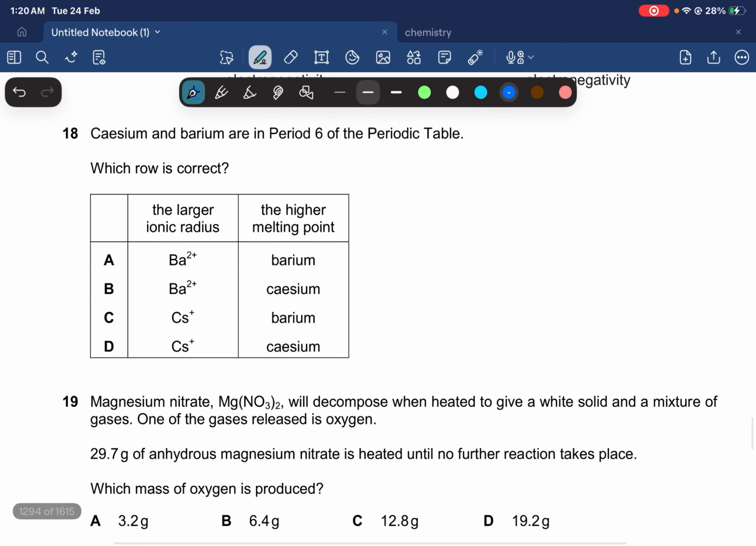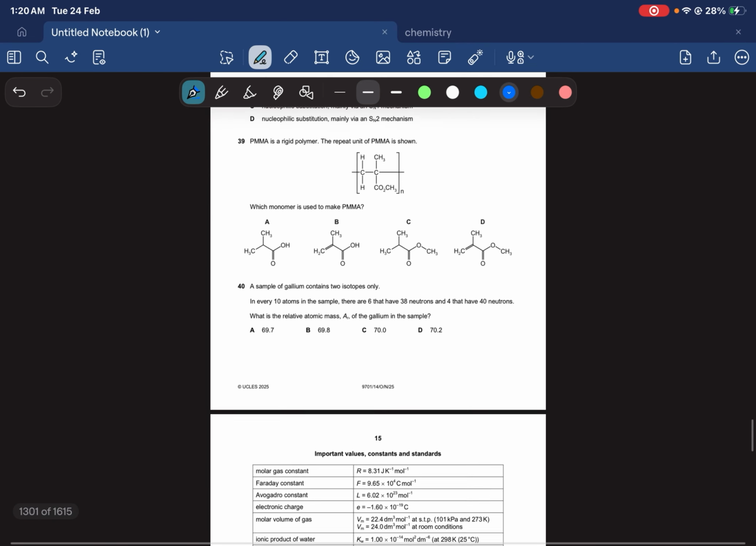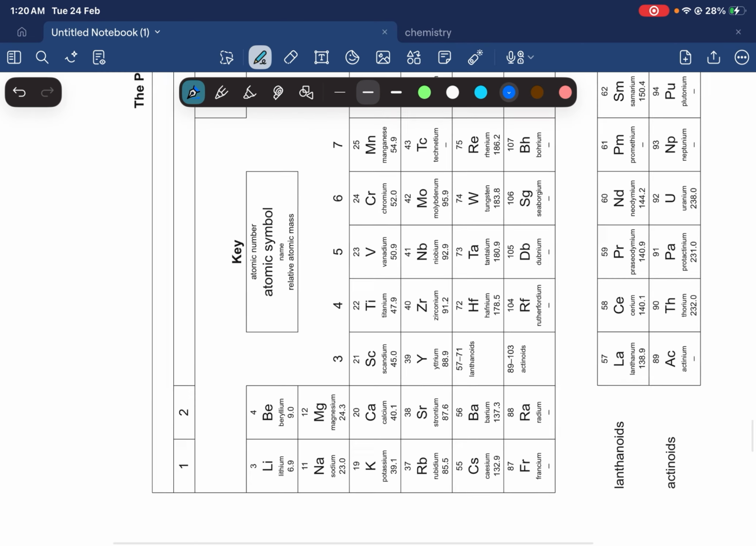Okay. Cesium and barium are in period 6. That means they have 6 shells, which was correct. Which has the larger ionic radius, cesium or barium? For that, you've got to consult the periodic table. That is the periodic table. So here we have cesium, here we have barium.